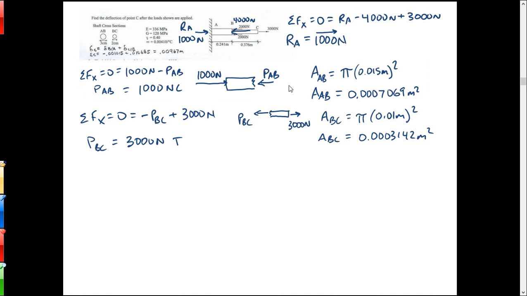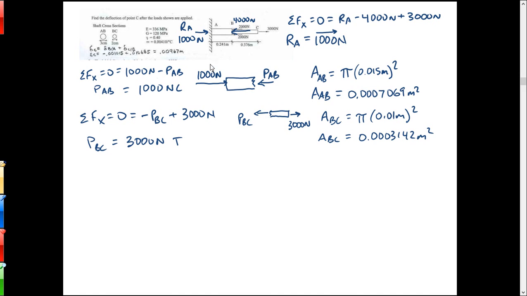So what I did on this was first find the reaction at the wall, and that's 1,000 newtons, because I've got 3,000 to the right and 4,000 to the left. So RA is 1,000 newtons to the right. And then I did sum of Fx, set that equal to zero.